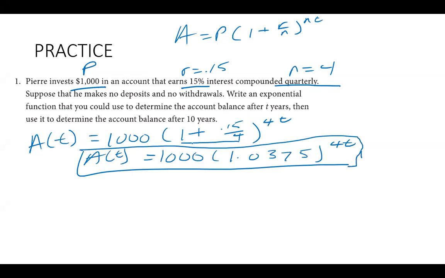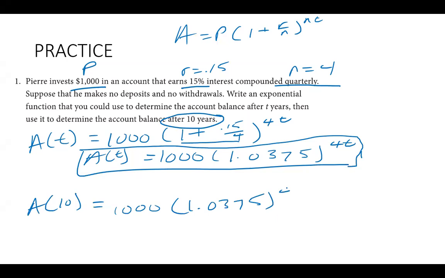For Miss Jones, if this is on paper, I'm fine with that. But if you're taking a test or a quiz, it may already be simplified, which means that you would have to simplify. Make sense? All right. Then it says after 10 years, what would it be? So we're looking for our A of 10. So we have 1,000 times 1.0375 to the 4 times 10.